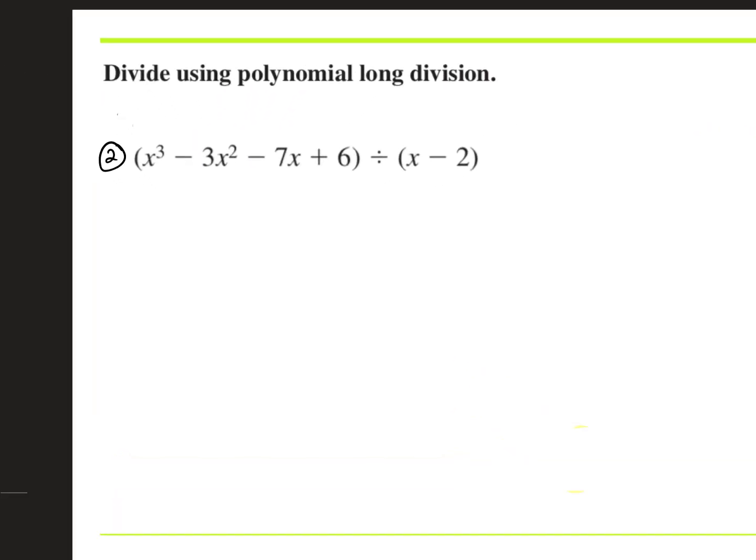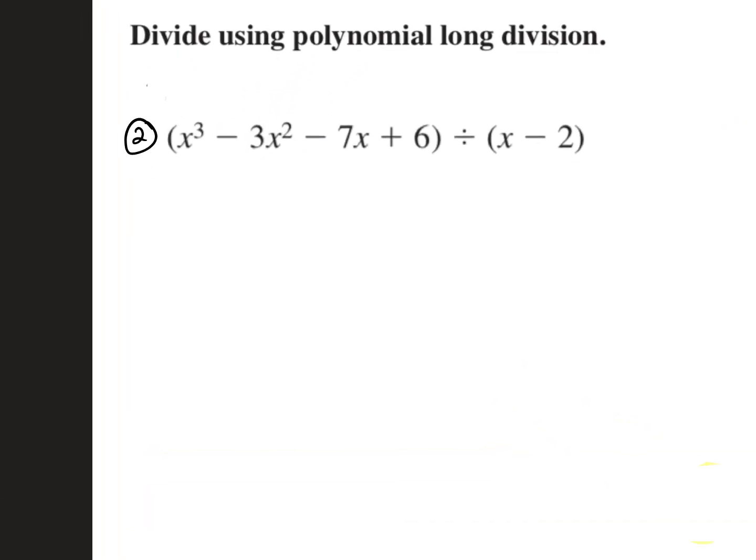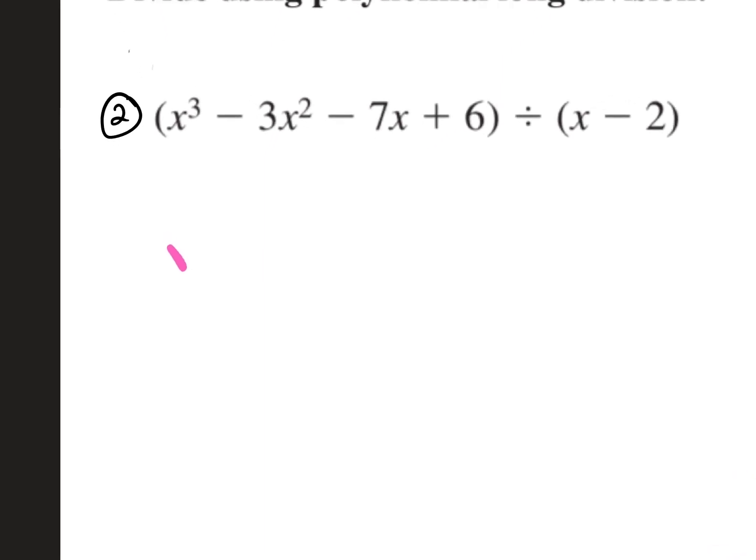All right, so let's look at number 2. Which term goes outside the box? X minus 2, the smaller one. So the big one goes inside the box. I have x cubed minus 3x squared minus 7x plus 6.